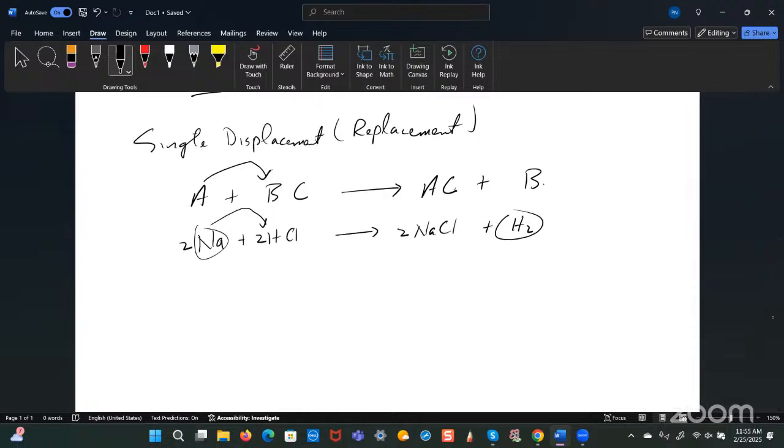In this case, we'll be using sodium iodide plus chlorine to form sodium chloride plus iodine.